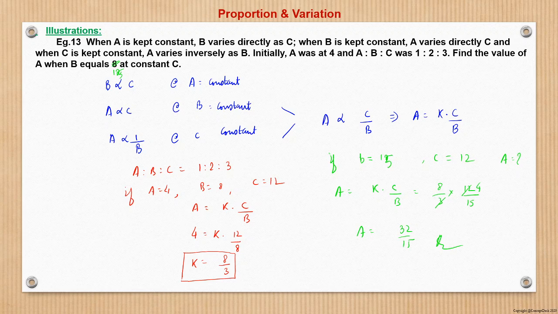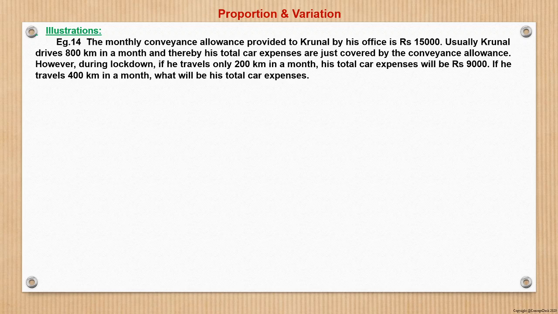Very basic application of joint variation here. Nothing very tough. Just we need to be disciplined with the concepts. How do we go about?